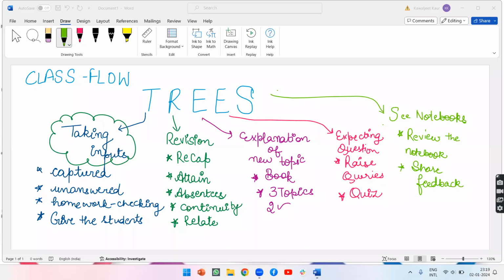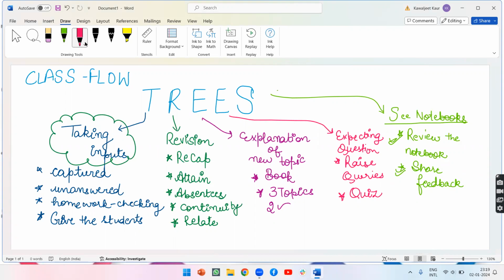The last point is see the notebooks. It is very important to review and check the notebooks, to see how many topics the students are actually writing and doing in their notebooks. So you can accordingly share feedback with them. In this way you can understand how your class would go, starting from taking inputs.